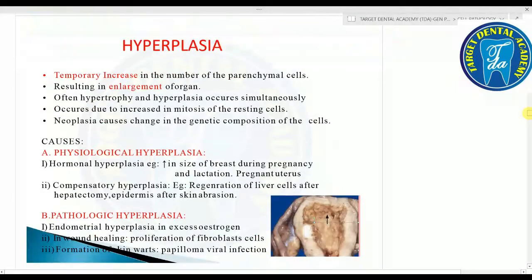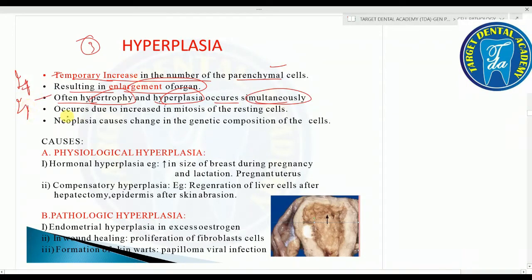So third is hyperplasia. This is a temporary increase, important. The temporary increase in the number of the parenchymal cells resulting in the enlargement of the organ. Often hypertrophy and hyperplasia occur simultaneously. It occurs due to an increase in the mitosis of the resting cell.